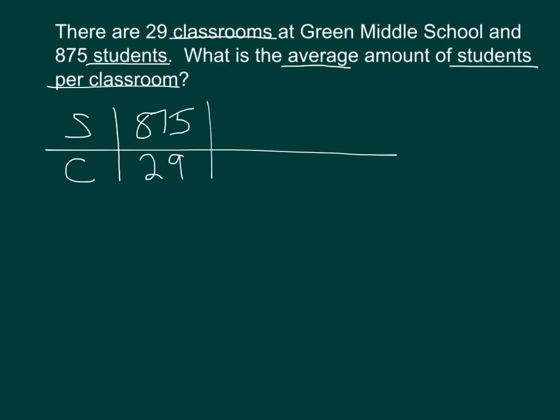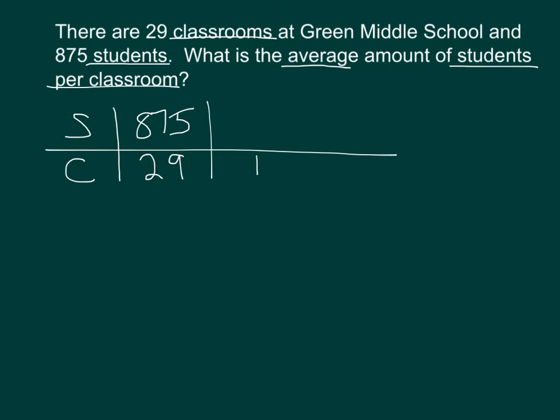Now we need to make sure we know what it is it's trying to get us to find out. Notice how it says students per classroom. Classroom is the thing that's singular. It does not have an S. So that means that's the thing we want one of. So that means the amount of students per one classroom. So I want to know what one classroom is.